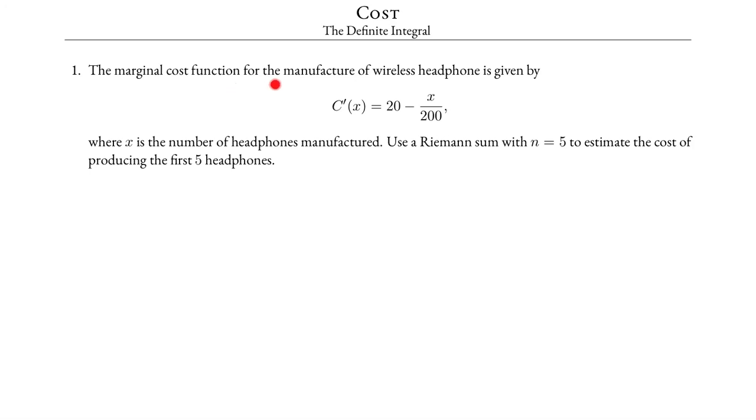The marginal cost function for the manufacture of wireless headphones is given by C prime of x equals 20 minus x over 200, where x is the number of headphones manufactured. Use a Riemann sum with n equals 5 to estimate the cost of producing the first 5 headphones.